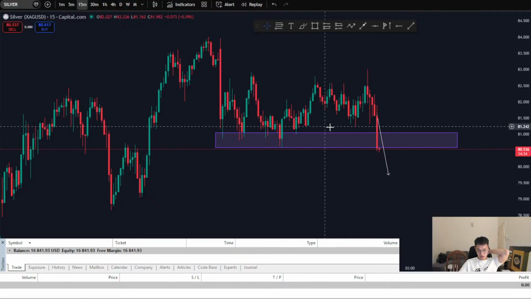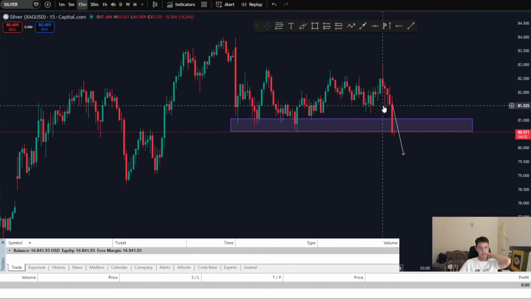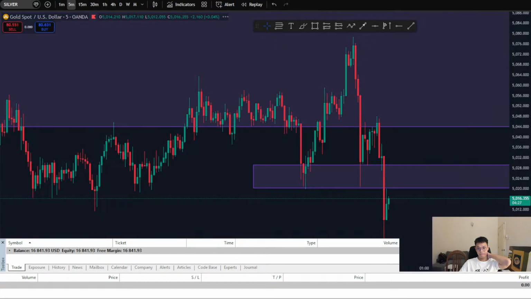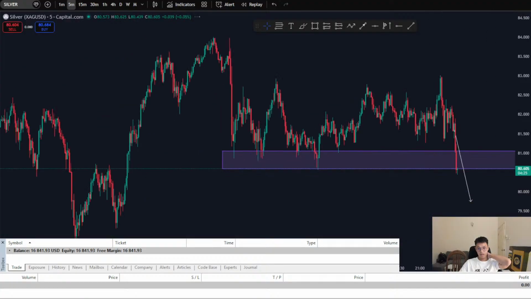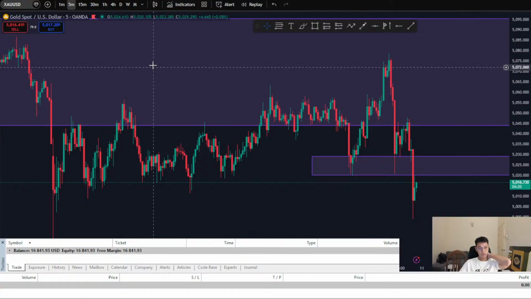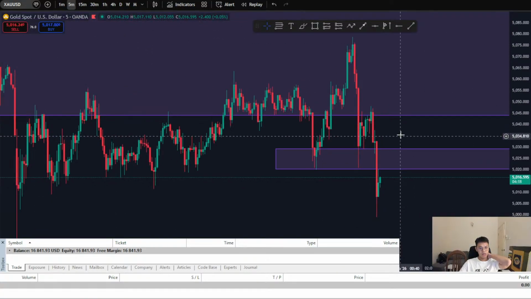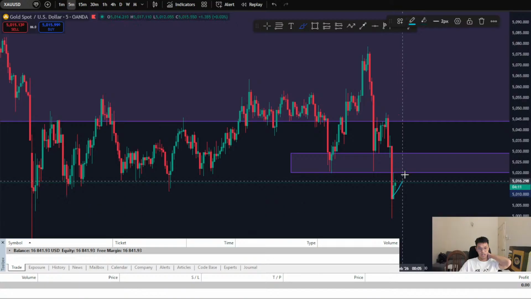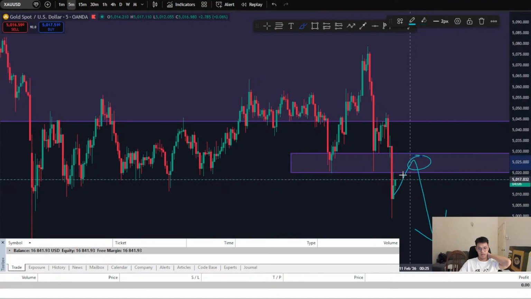So let's look at silver. Okay, we can see that silver also dropped. So what I want to see is the price come back here, and then I maybe will enter a short position here again.